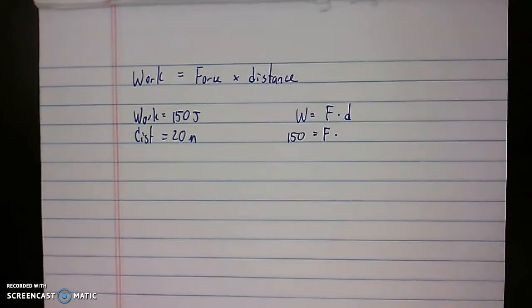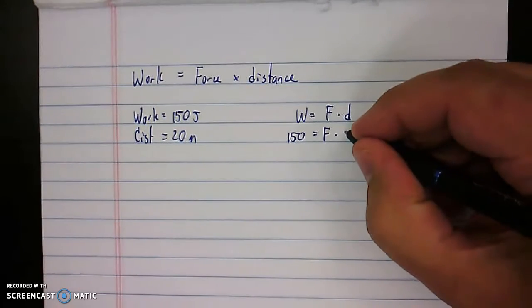Now if you feel more comfortable using x as your variable for these kind of calculations, that's fine. But at some point you should progress to the point where you are using other variables, or other letters for your unknown values, because it gets kind of confusing if you're doing 17 different calculations and each one of them has an unknown variable of x. So 150 is equal to force times, and again the distance is going to be 20 meters.